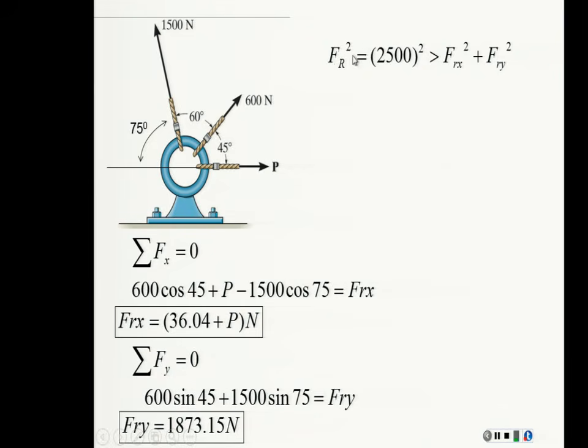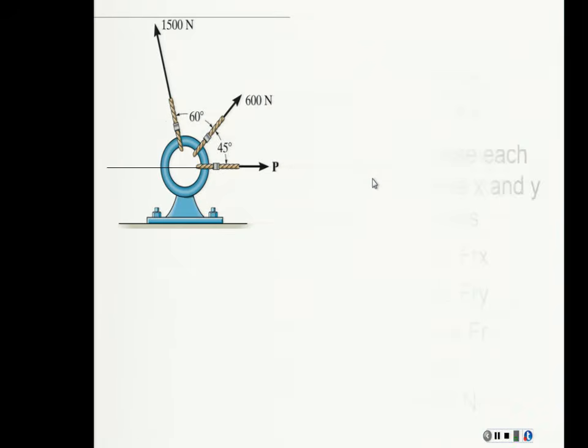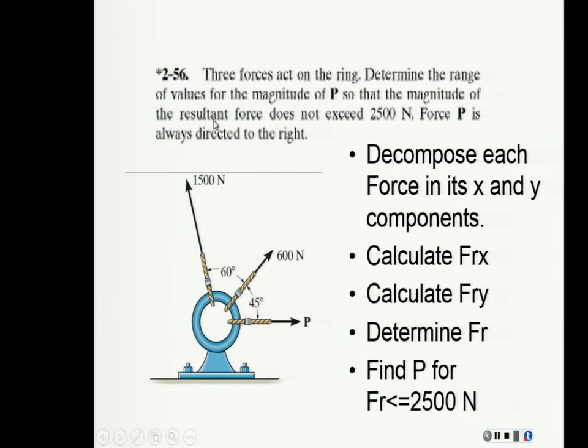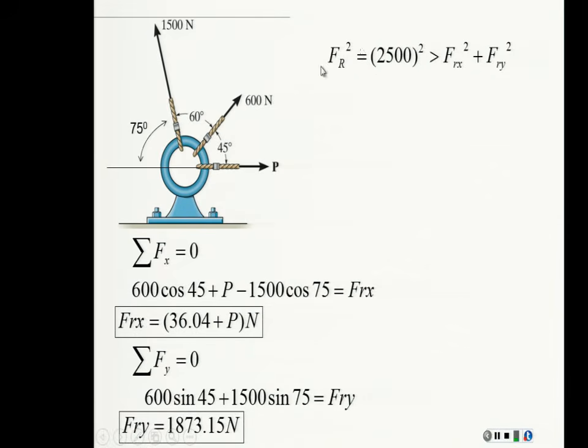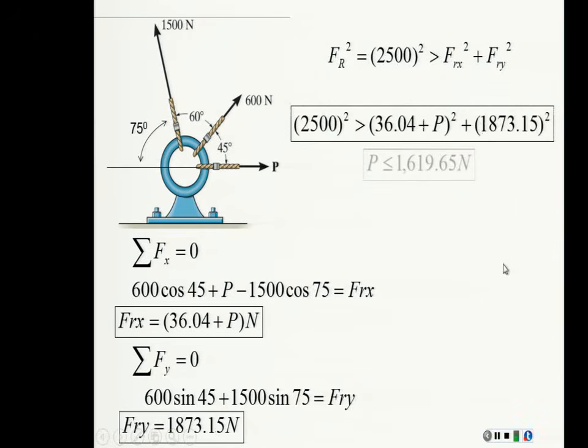Remember, resultant force has to be less than 2500. That's what the problem says here. The resultant force does not exceed 2500, meaning 2500 is bigger than the resultant force. That's what I'm saying here. But instead of getting the square root, I'm squaring the resultant force, so I get rid of the square root that goes in this direction, and I present my equation like that. I square this, add them up, solve it, and find the force P.